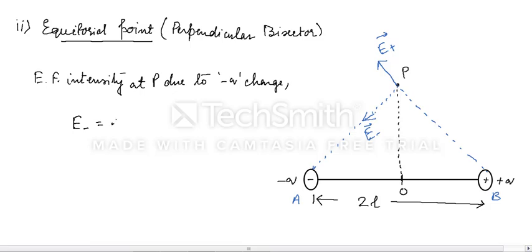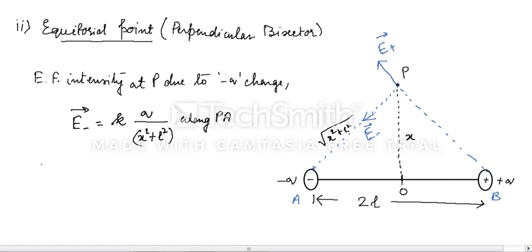will be equal to kq by, what will be r in this case? If we say that the distance between point O and P is x, so we can write this distance AP as root under x square plus L square. So it will be x square plus L square along PA. This is how we can represent the electric field produced at point P due to the negative charge minus q. I think there is no doubt in anyone's mind.